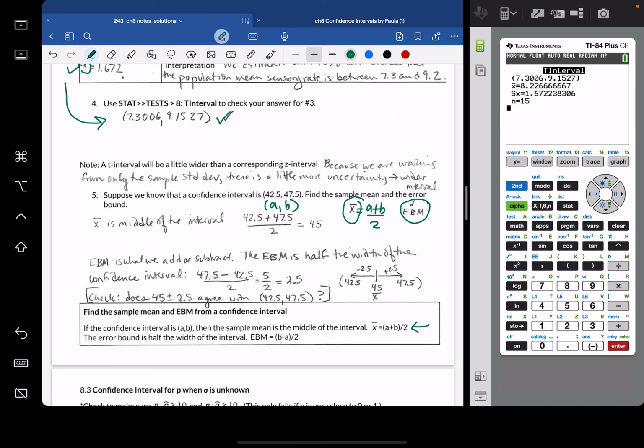And then EBM is what we add or subtract. So you might be able to just look at it and see that 45 is 2.5 higher and then 2.5 higher. So the other way to do that is to find the EBM by doing B minus A and then dividing by 2. So if I take 47.5 minus 42.5, and then I divide my answer by 2, I get 2.5, and that is the EBM of the interval. So again, does 45 plus or minus 2.5 agree with the confidence interval we were given? Yep, it works. This is the picture that I carry in my head for these situations.